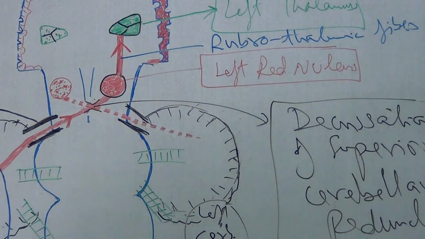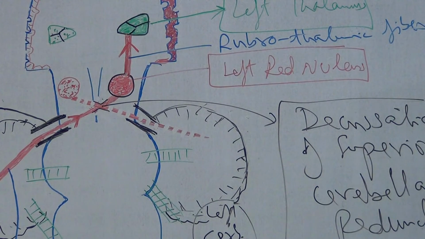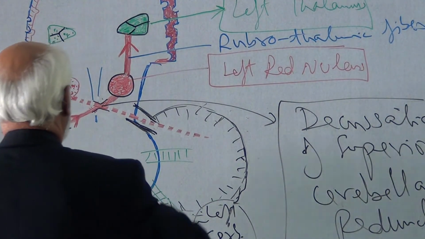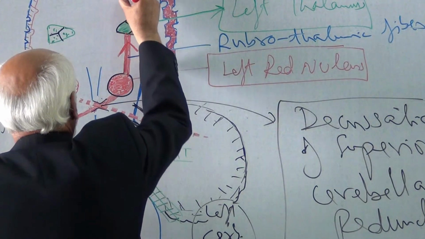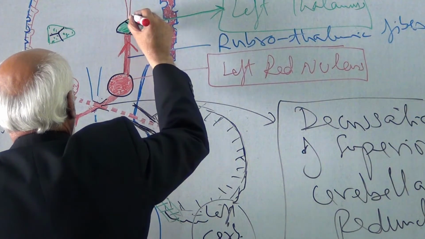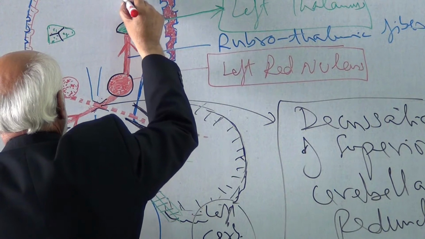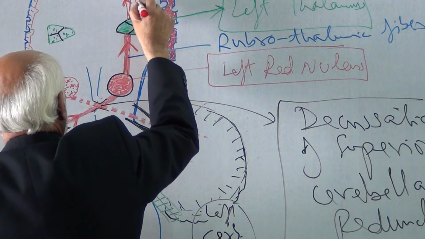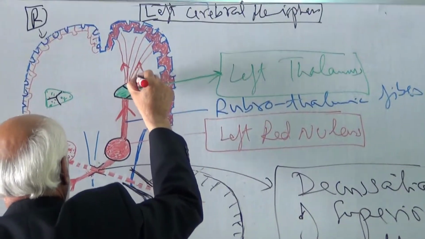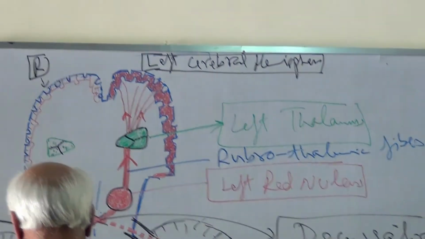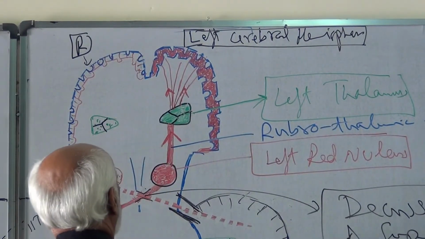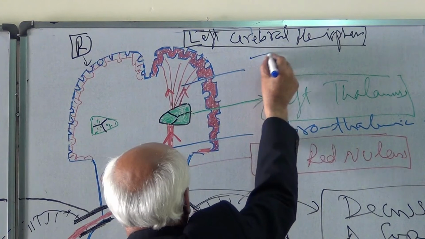And relay in the left thalamus. From the left thalamus, the fibers continue to the cortex of the left cerebral hemisphere. These fibers are known as the thalamo-cortical fibers.